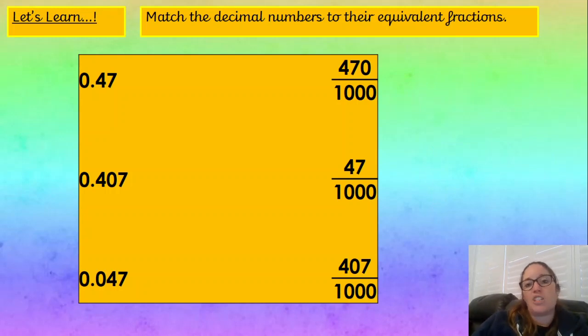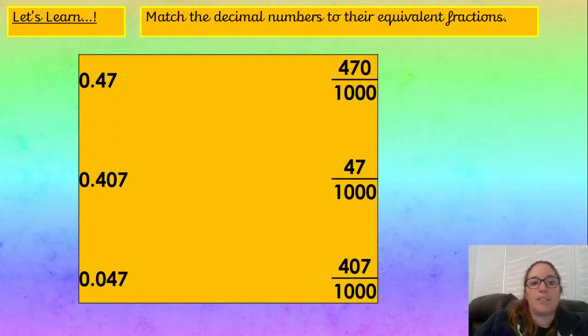Okay, have a go at matching the decimal numbers to their equivalent fraction. So you've done these before. You just have to think carefully about the place value, because we've got 0.47, we've got 0.407 and 0.047. So which one goes where? Pause the video, have a go, come back when you're ready.